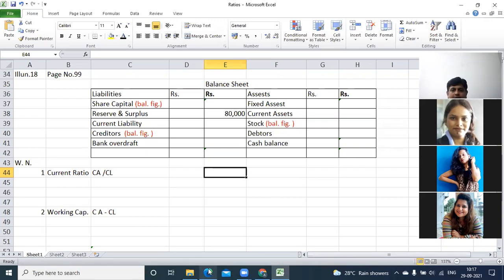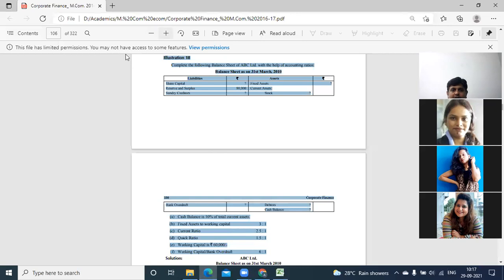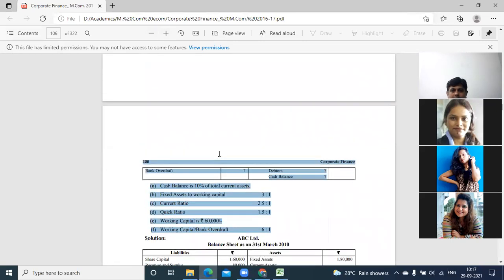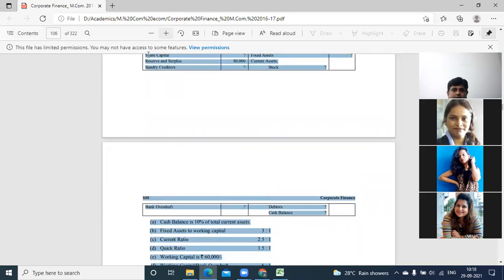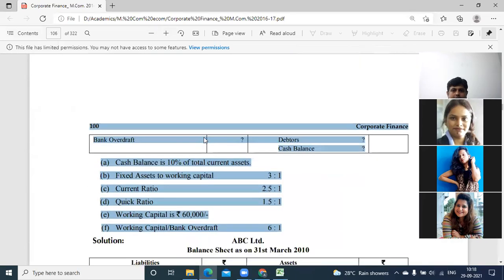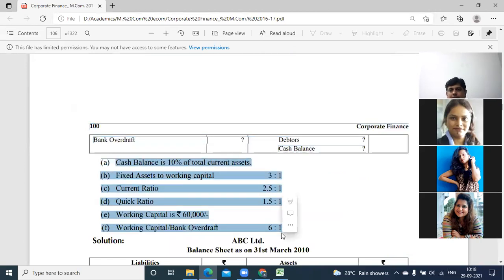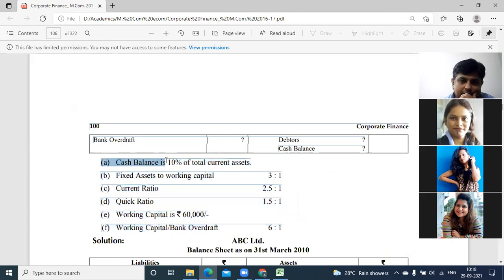If you see the entire question, you'll find nothing is important for me. This part is important for me, the details which is given. Value में कुछ नहीं दिया हुआ, सारे ratios में दिए हुए. I cannot start until unless I'll take up this working capital.